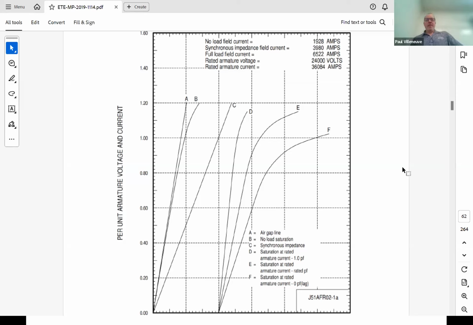And then we have our rated armature voltage. So this is the nominal voltage. This is line to line voltage. So it's 24,000 volts. And look at the current, 36,000 amps that this generator can provide under full load conditions. This generator can probably provide the whole state of Maine for its load. And definitely Boston and all that stuff.